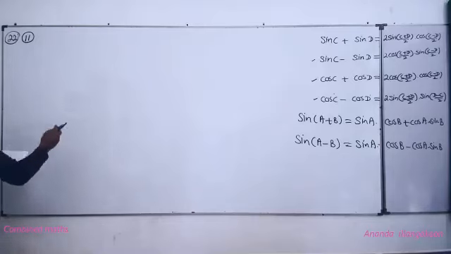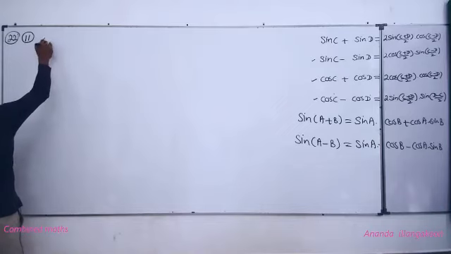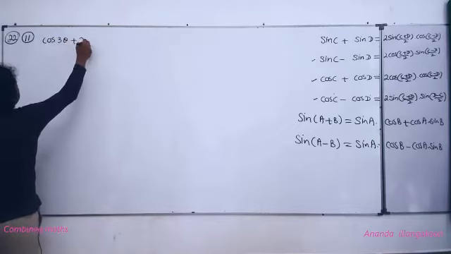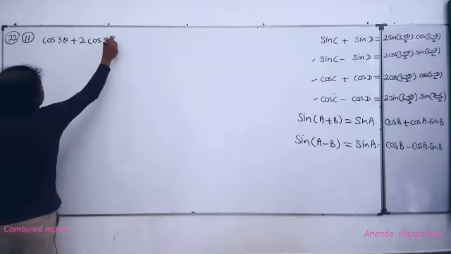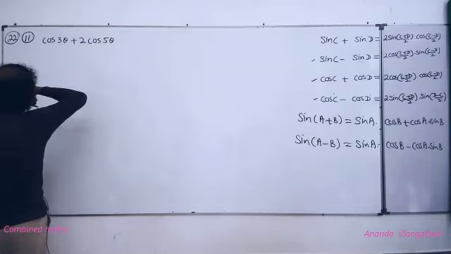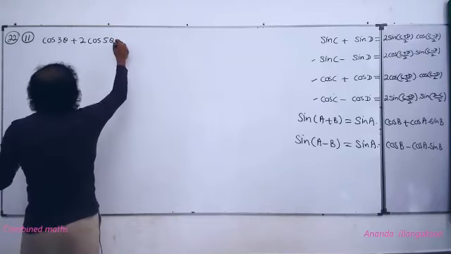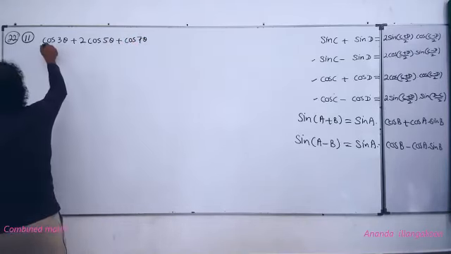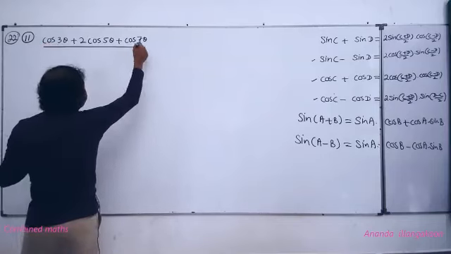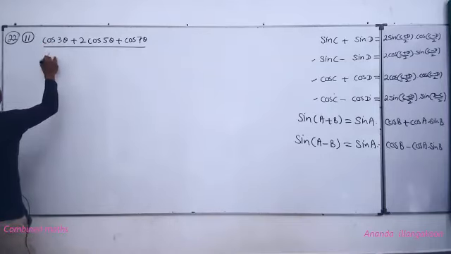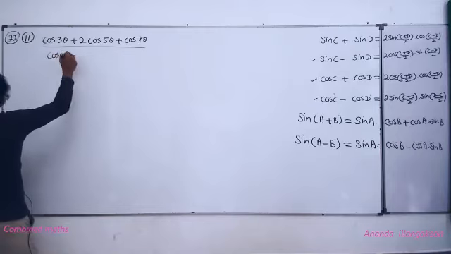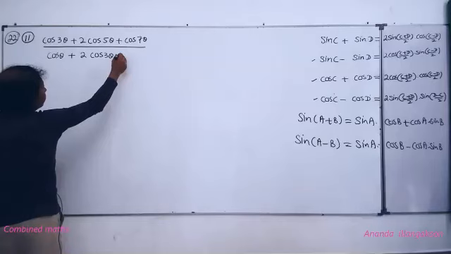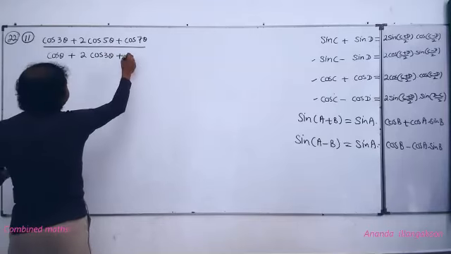There you are given cos 3 theta plus 2 cos 5 theta plus cos 7 theta, divided by cos theta plus 2 cos 3 theta plus cos 5 theta.